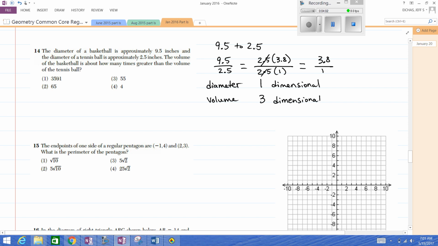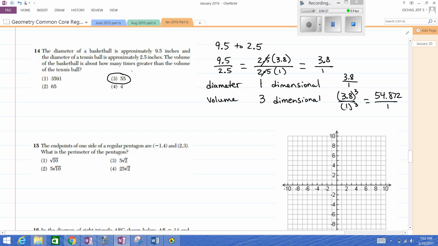So to move from a one-dimensional to a three-dimensional figure, you're going to take that 3.8 over 1, and you're going to cube that ratio. Okay, so that's how the relationship would work. If it was an area or a surface area problem, you would be squaring it. And when you cube this, it's going to go to 54.872 to 1. So it's going to be about 55 times greater.